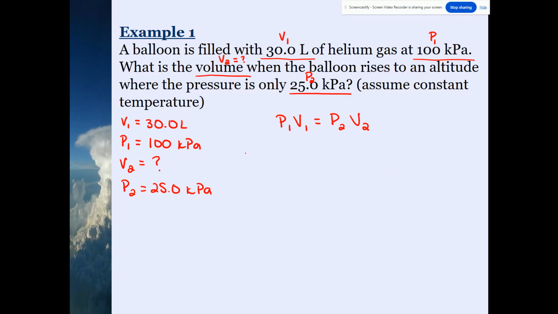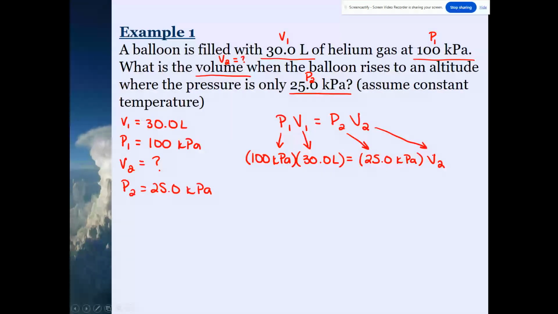Okay? So my P1 was 100 kilopascals, and yes, putting your units in the calculation matters. I wouldn't take marks off if you didn't, but unit analysis, looking at what happens to your units in the calculation, is very important to make sure that you've canceled and rearranged the formula correctly. Okay? So my P1 was 100 kilopascals, my V1 was 30 liters, my P2 was 25 kilopascals, and my V2 was unknown. I leave the unknown as just the variable. That's what I want to solve for.